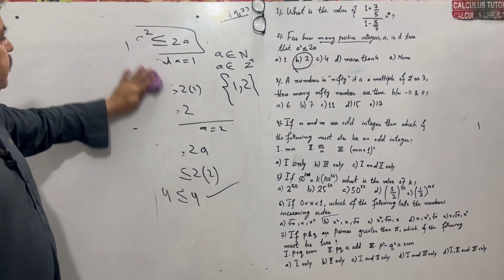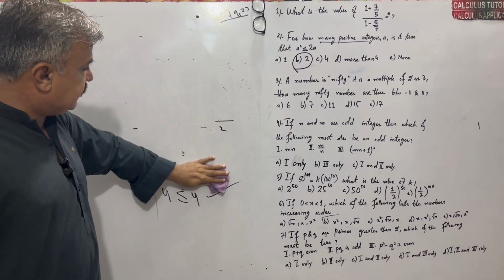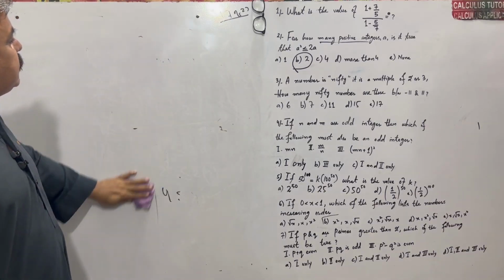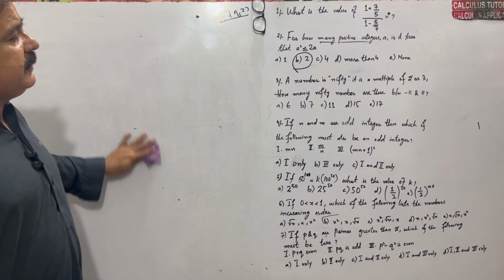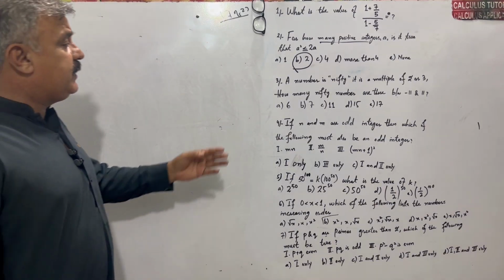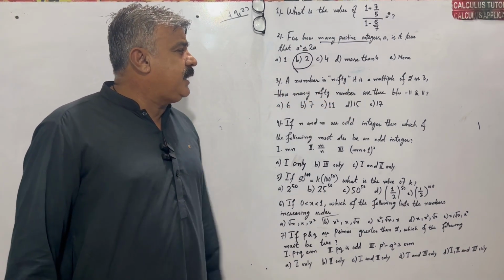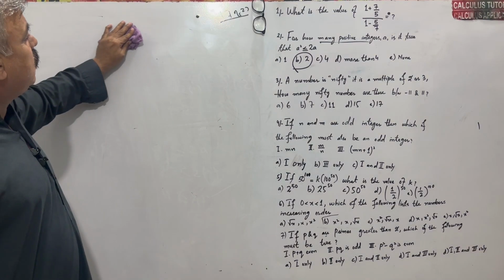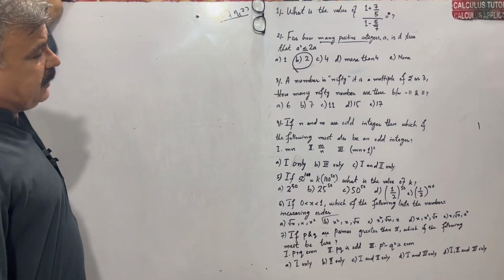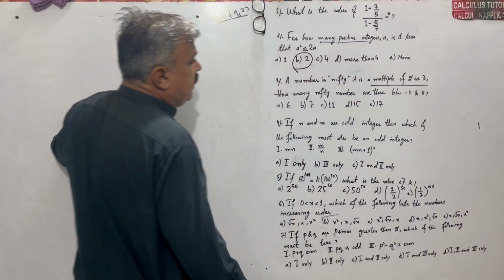Second, such type of questions are present in IBA Karachi. Just comprehend the situation rather than cramming and apply the concept. As even the definition is mentioned, a number is nifty if it is a multiple of 2 or 3. If it is a multiple of 2 or 3, multiple or divisible, same thing.